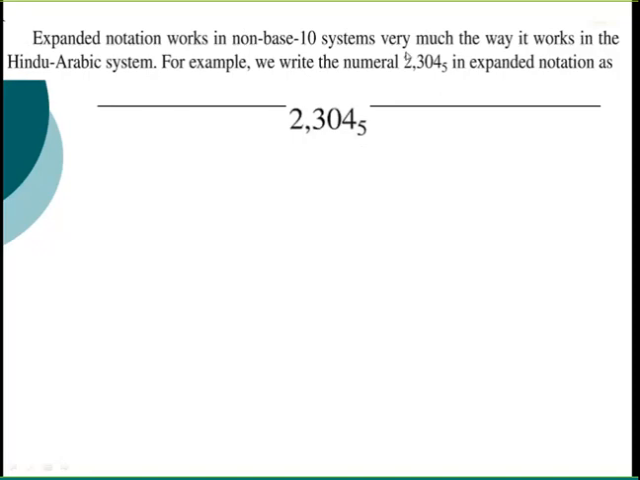Okay, so expanded notation works the same in non-base 10 systems, very much the way that it works in our current Hindu-Arabic system. For example, we write the number 2304, base 5, in expanded notation like this. You start here on the far right, and you're saying you've got 4 ones. So this is just our units place. And then we're saying we have 0 groups of 5s, 5 to the 1s, just 5s. And then this next one would be 5 squared. So this is our 1s place, our 5s place.